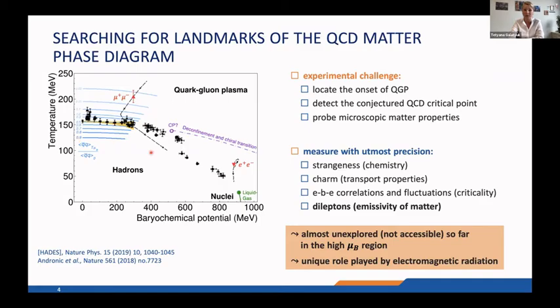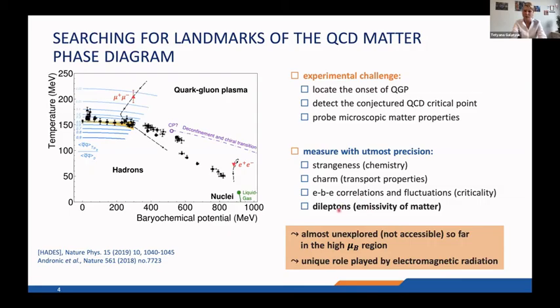To do that, as also discussed by Peter in more detail, we can use different observables like light particle production and strangeness to learn about the chemistry of the fireball. We can also use charm, which is the best observable to learn about the transport properties of the medium. Event by event correlations and fluctuations of conserved quantum numbers in a limited volume can also tell us about criticality. And last but not least, dileptons can tell us about the emissivity of matter. And this is where I will focus today.